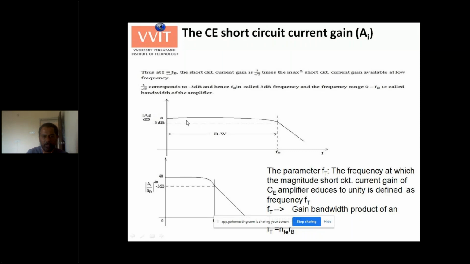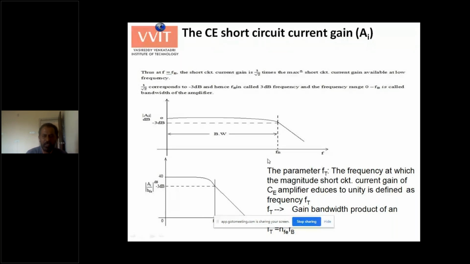At low frequencies and at mid frequencies, the gain is equal to minus HFE. You can find that from the previous slide, or from your notebooks. And F beta is the bandwidth. Once we reach the high frequency side, because of the inter-electrode capacitances, the gain starts decreasing as F increases beyond F beta. At F equals F beta, the gain becomes 1 by root 2 times its maximum value. What is the maximum value? If you look at the magnitude, the maximum value is given by HFE. So the gain is given by HFE by root 2.